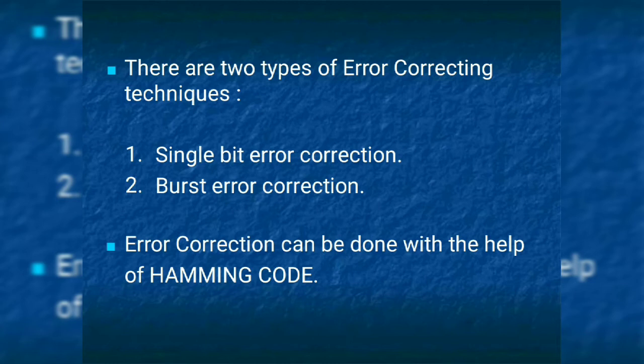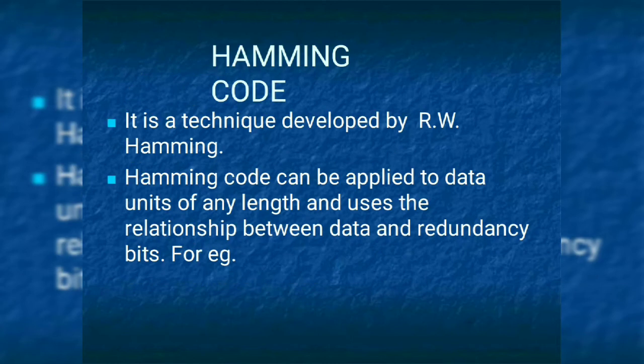Error correction can be done with the help of a Hamming code. Hamming is a scientist who used a Hamming code to detect errors. Hamming code can be applied to data units of any length. You can apply it for any length.